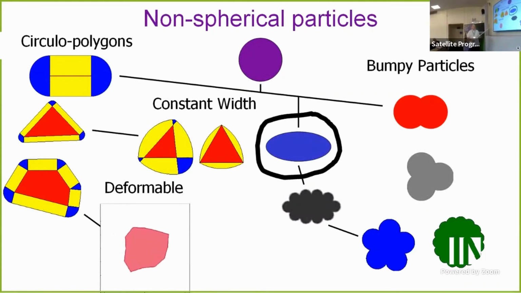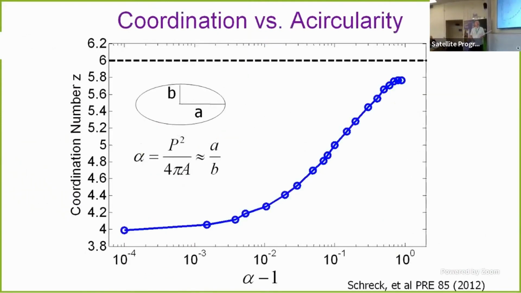So now we're going to focus in on something like ellipses. We're going to look at ellipses, and we're going to ask, do they jump instantaneously from 4 to 6 when we make them move? And in fact, it turns out they don't. So here I'm plotting what we would call acircularity. It's how non-circular it is.